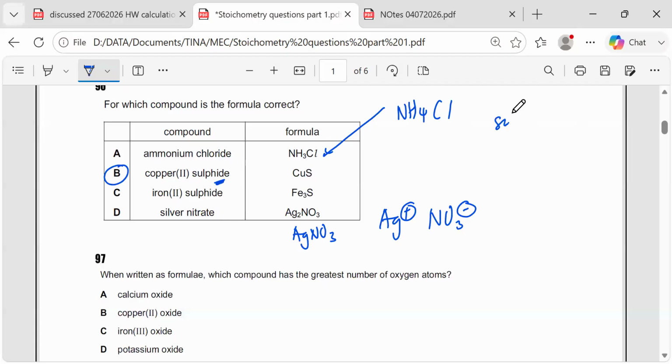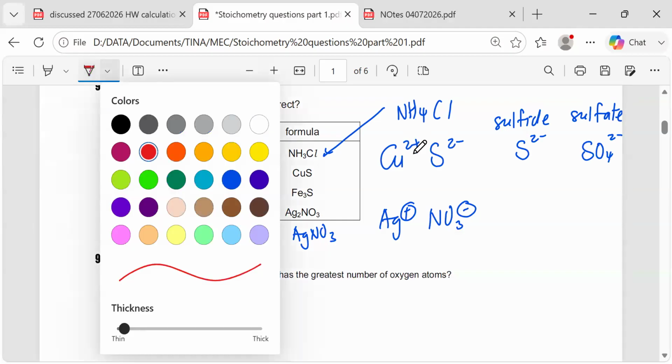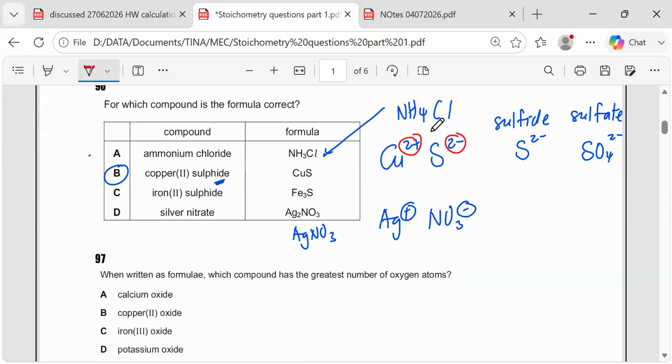Sulfide is S2 negative. Sulfate is SO4, 2 negative. Copper 2 means Cu2 plus. So Cu2 plus and S2 negative, you can cancel each other out. So CuS. Get it? Okay. What would be the formula for iron 2 sulfide? Using the same concept. FeS. Because Fe is 2 plus, S is 2 negative. Cancel each other out. FeS. Same concept. Get it? Okay.